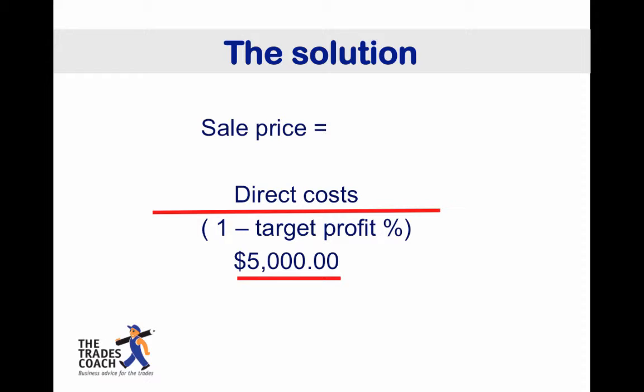What does that mean? Okay, in our example, we have our $5,000 of direct costs. What we do is we divide that by 1 minus 20% expressed as a decimal, which is 0.2. So 1 minus 0.2 is 0.8. So dividing $5,000 by 0.8 gives us a revised sale price or a target sale price of $6,250, not $6,000.